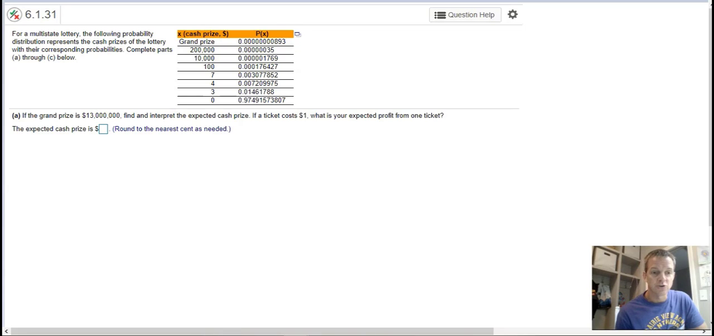So if the grand prize is $13 million, find and interpret the expected cash prize. And if a ticket costs $1, what is your expected profit from one ticket, which is a follow-up question. So the first thing, the expected cash prize. I'm going to show you this in Excel this time, and I'll show you the calculator, the quick steps to do it there as well.